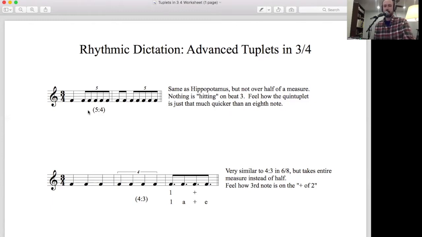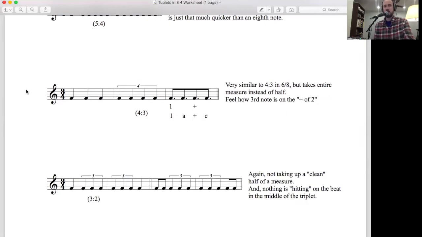Okay. The other thing that I really want to point out is that in these examples, nothing is actually happening on beat 3 of the measure. And that's one of the unique things about the quintuplet. So as we hear that again, the beat is going right on beat 3, right? But the quintuplet, 1, hippopotamus 1, is not hitting on the beat. So that's an important thing. Let's do this next one here.